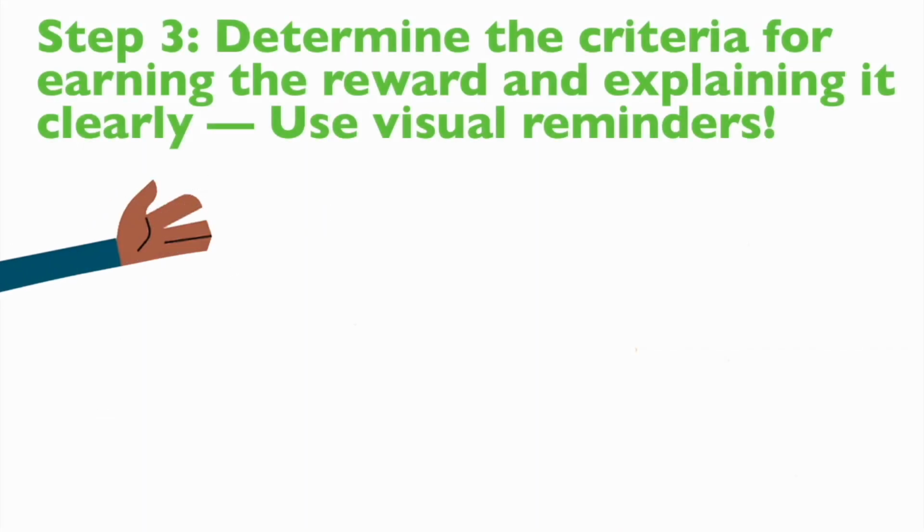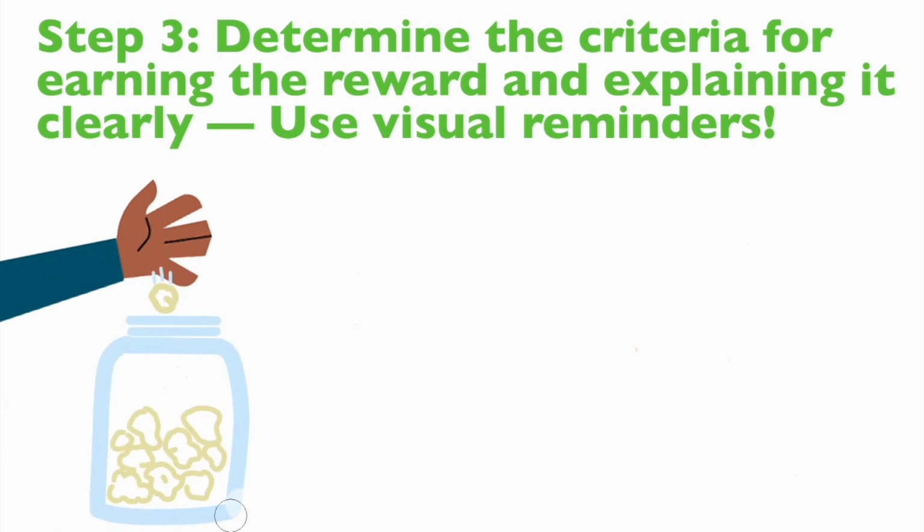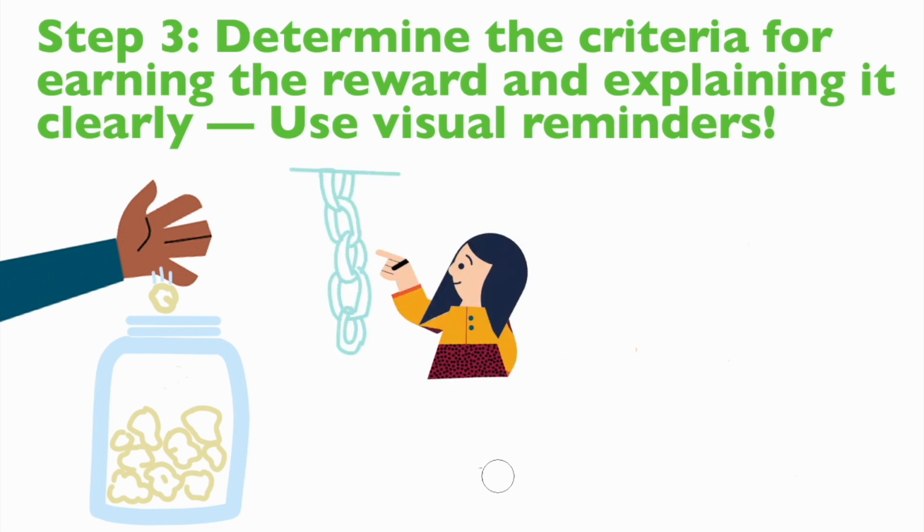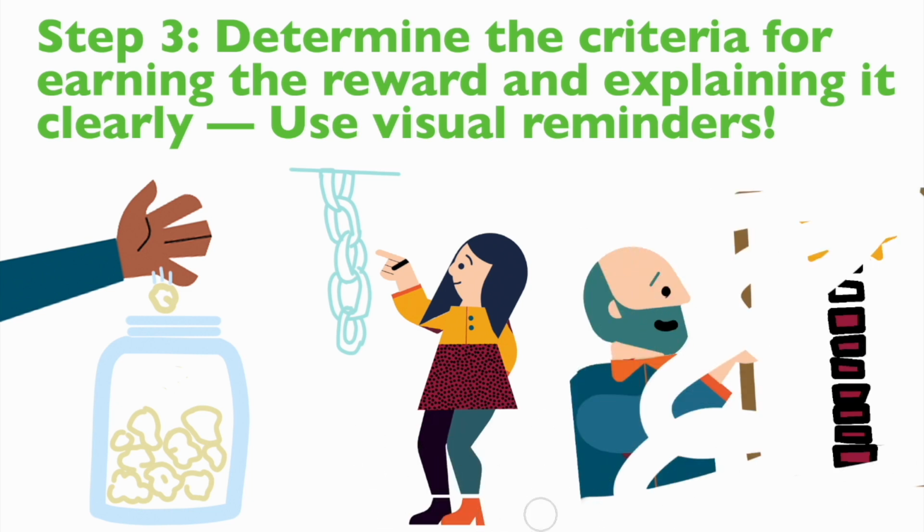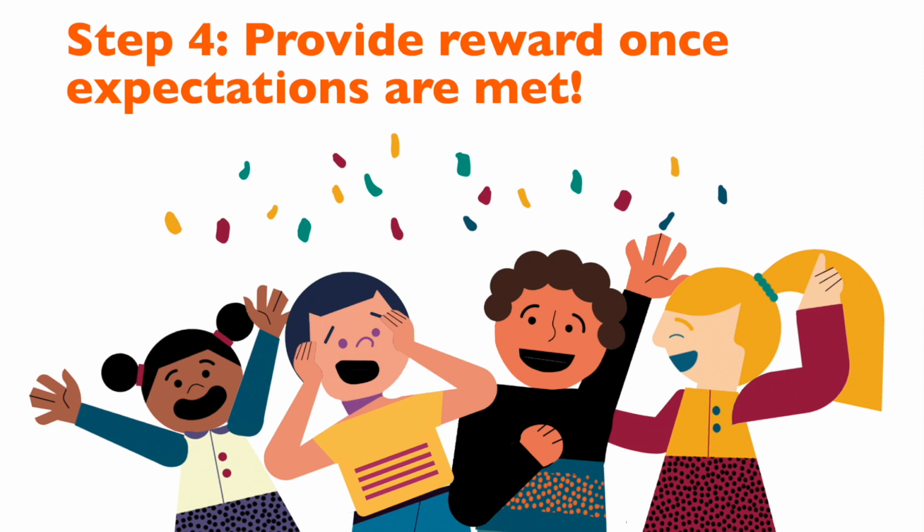Providing visuals can be helpful to remind students of the reinforcement plan, such as putting pieces of popcorn into a jar until filled to earn a popcorn party, adding paper chains starting from the ceiling and once it touches the floor the reward is earned, or filling a bar chart up on a whiteboard. Finally, once the child or class meets the criteria, the reward is provided.